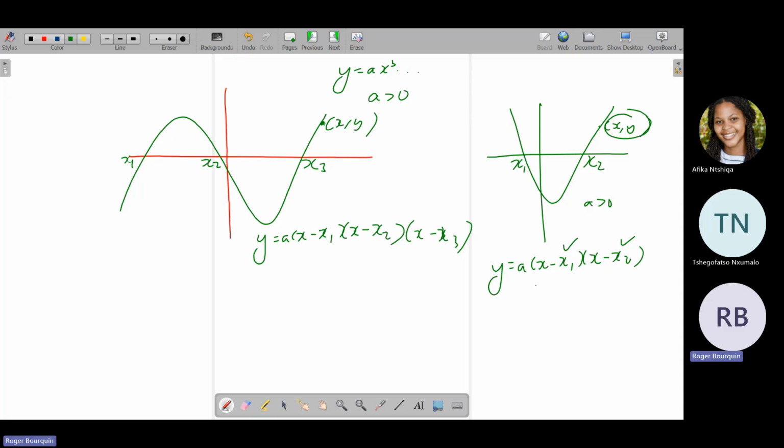If they say write in the form ax cubed plus bx squared plus cx plus d, what does that simply mean? You've got to times that all out. Start off by timesing two together, then times the third one into that.